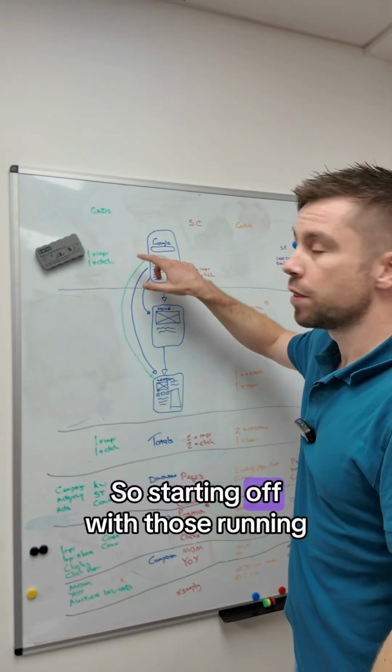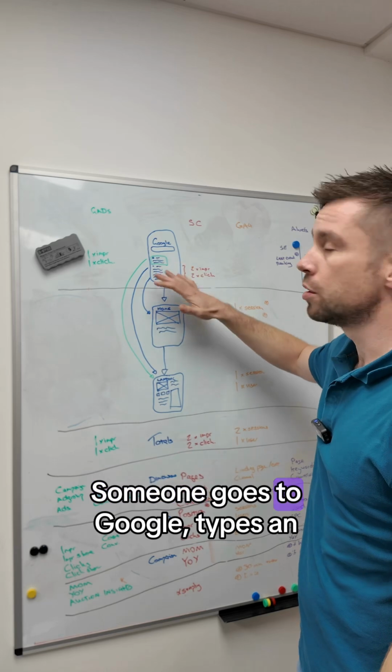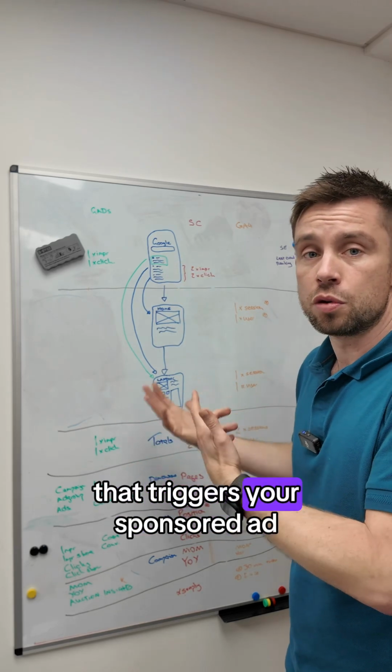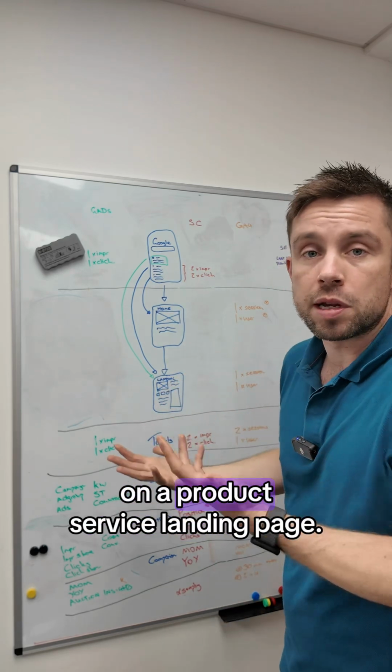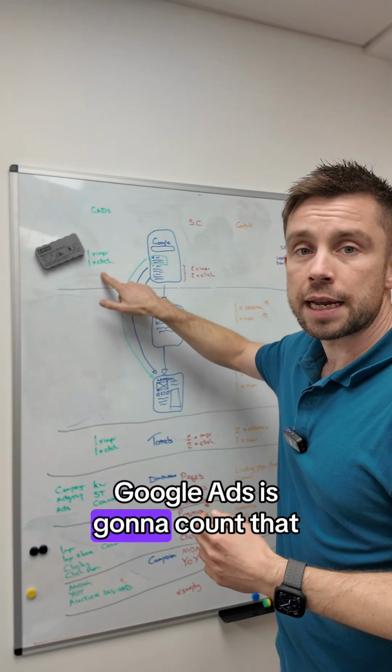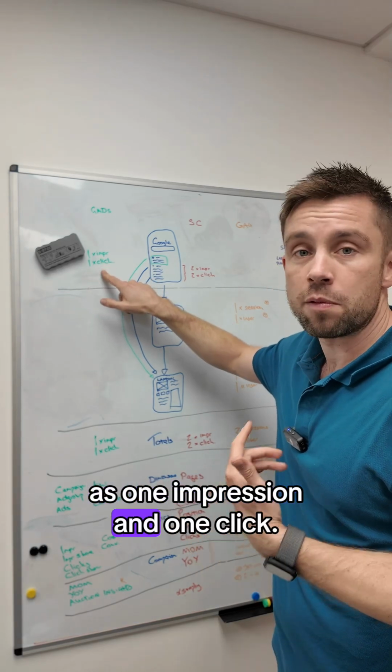So starting off with those running sponsored ads. Someone goes to Google, types in a query that triggers your sponsored ad, and they click through. Let's say you drop them in on a product service landing page. Google Ads is going to count that as one impression and one click.